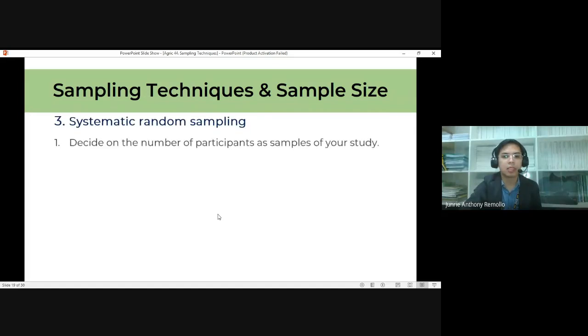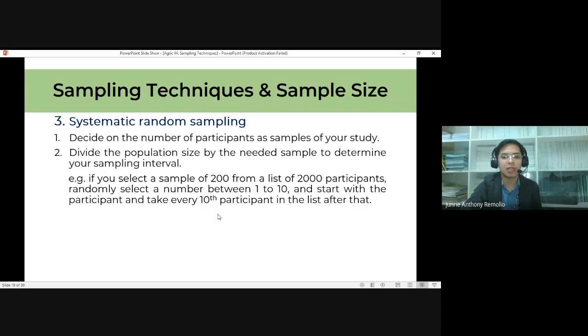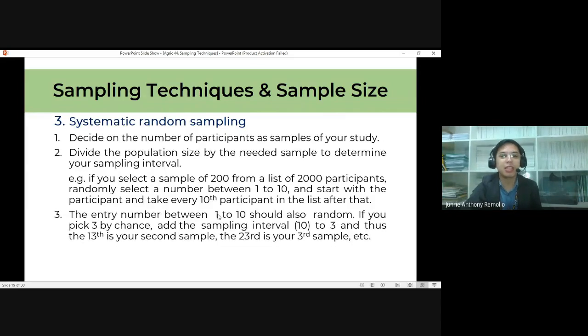So, for example, I already gave an example earlier. You decide the number of participants and divide the population size. If you select a sample of 200 from a list of 2,000 participants, then you randomly select a number between 1 and 10, start with that participant, and take every 10th participant in the list after that. What I said earlier is much more detailed here. The entry number between 1 and 10 should also be random. So if you pick 3 by chance, add the sampling interval of 10 to 3, and thus the 13th is your second sample, and then 23, 33, 43, and so on and so forth. Okay?